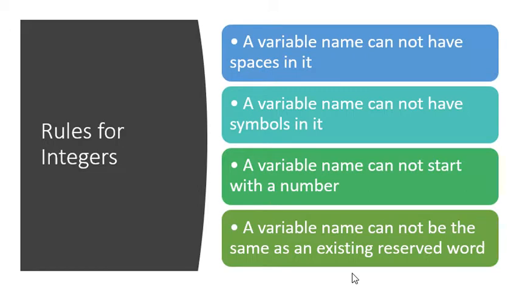So if it was like timer, well, you can't use timer because timer is something that the code already uses. If you name an integer that, it's going to be confused, like, hey, wait a second, we already know what a timer is. You can't change the words we know. So you just got to stay away from words that already exist in the code.